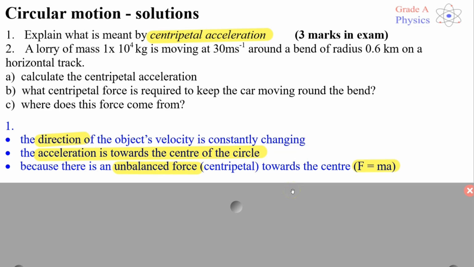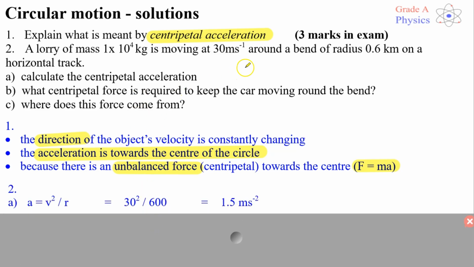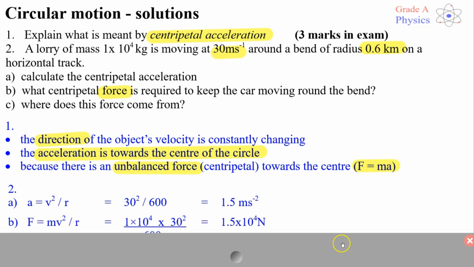Question 2, basic calculations. You probably won't get one quite this straightforward in the exam, but the basic calculations are v squared over r. Well, we know the velocity and we know the radius. Watch out for kilometers, and we'll get an acceleration in meters per second squared. And then if we're trying to find the force, well, it's just m times a. Once again, it's related to Newton's second law.